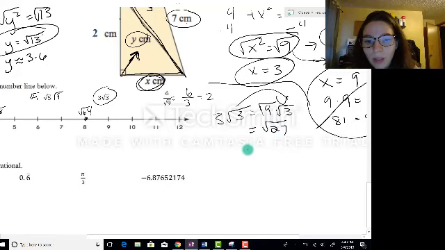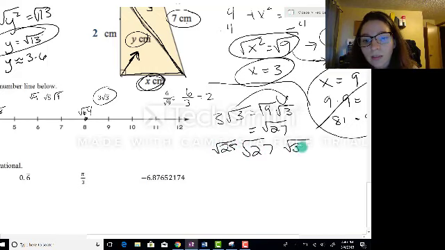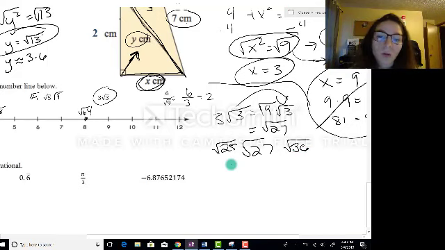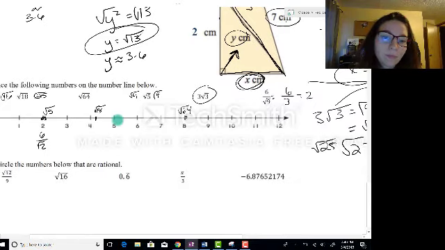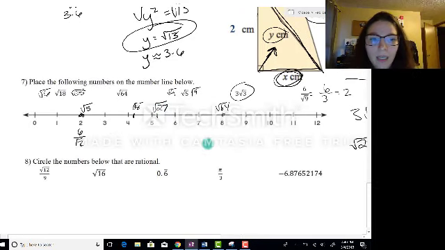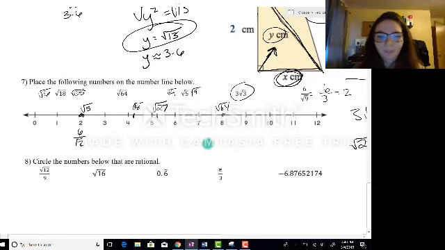Okay, and the square root of 27 is in between the square root of 25 and the square root of 36. So 27 is closer to 25, so the square root of 27 is going to be closer to 5. Okay, and we're done with that one.